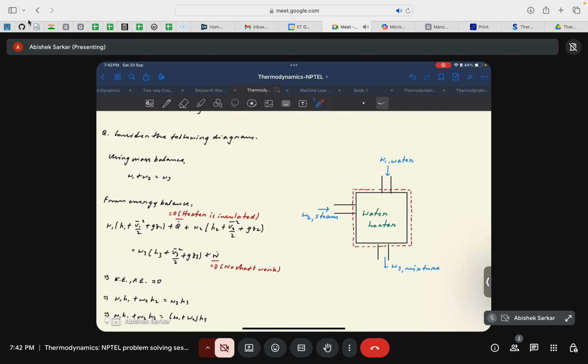Okay, quite simple. Now from the steady flow energy equation, we have W1 times (H1 plus V1 squared by 2 plus gZ1) plus Q dot plus W2 times (H2 plus V2 squared by 2 plus gZ2). Again, these are added because these are at the inlet. There are two inlets and one outlet. And that should be equal to W3 times (H3 plus V3 squared by 2 plus gZ3) plus W dot. And since the system can be taken to be insulated, I'm not sure whether it has been mentioned in the question or not. You can just check it.